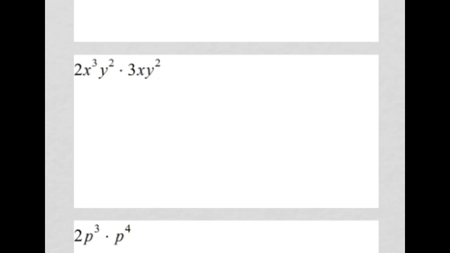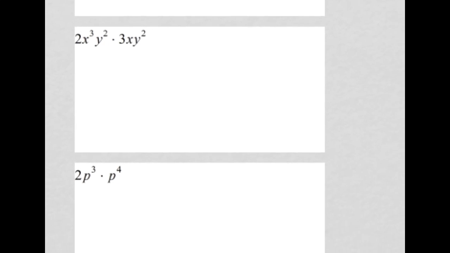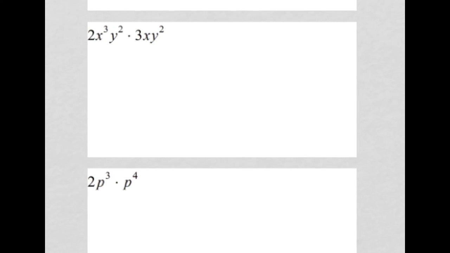I'm going to start number 2 by expanding it out. To expand out 2x to the third y squared, I would have my 2. I would have 3 x's, because that's what my exponent says I need, and then times 2 y's. I'm going to take that entire thing multiplied by the second half here, 3 times x times y times y.